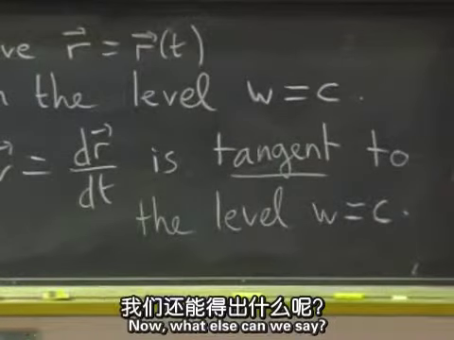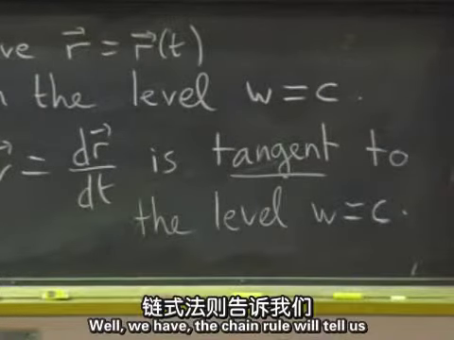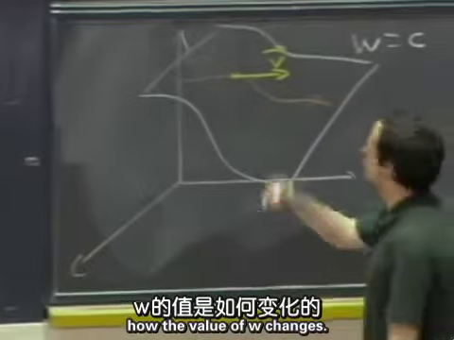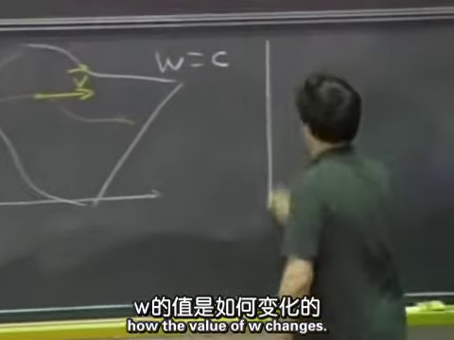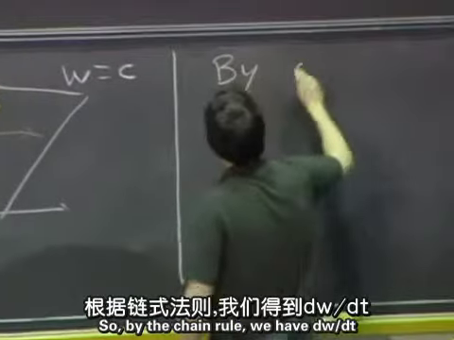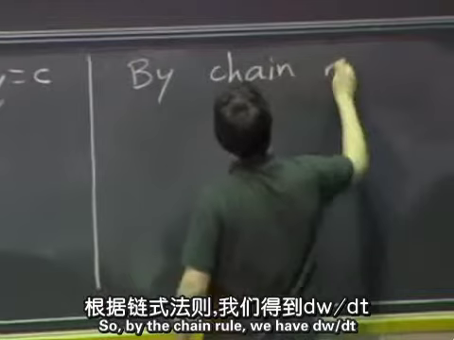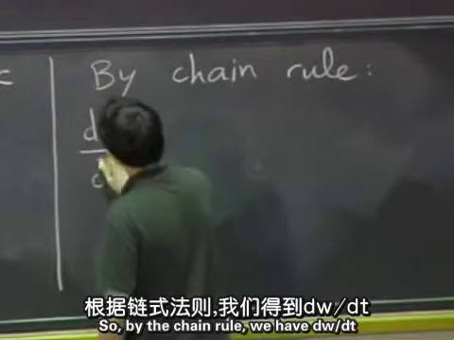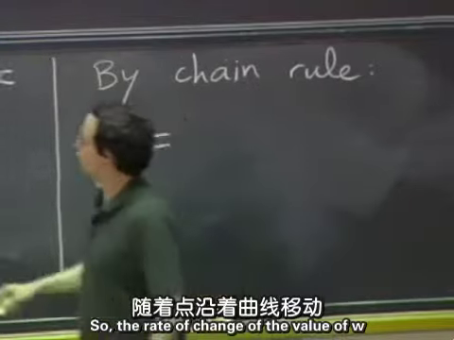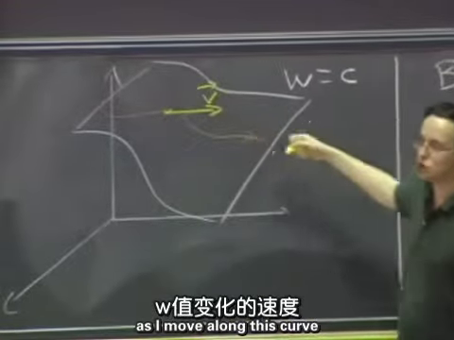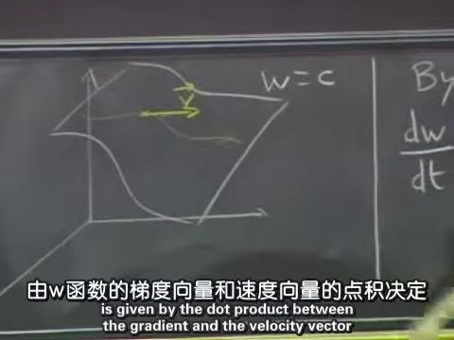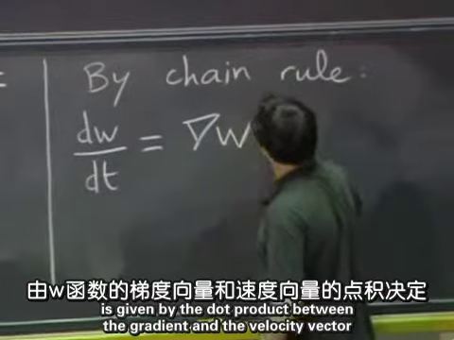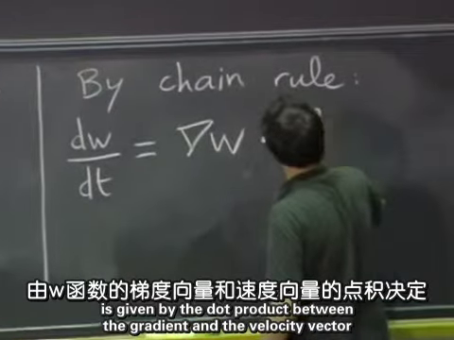Okay? Now, what else can we say? Well, we have the chain rule to tell us how the value of W changes. So by the chain rule, we have dW/dt. So the rate of change of the value of W as I move along this curve is given by the dot product between the gradient and the velocity vector.